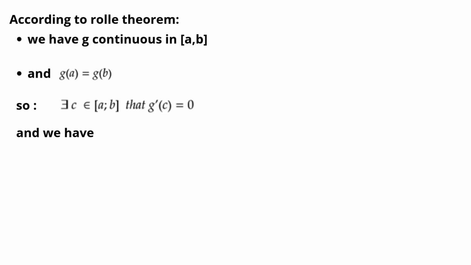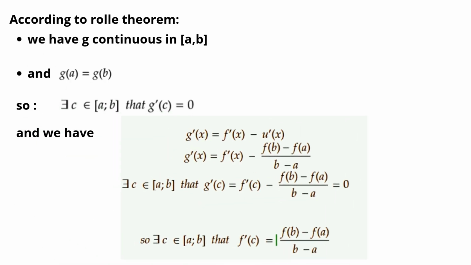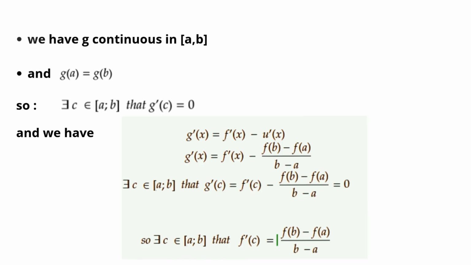Let's compute g prime of x. Since g of x equals f of x minus u of x, then g prime of x equals f prime of x minus u prime of x. And because u of x is linear, its derivative is just a constant, u prime of x equals f of b minus f of a, divided by b minus a. So we now have g prime of c equals f prime of c minus f of b minus f of a over b minus a. But since g prime of c equals 0, that leads us to f prime of c equals f of b minus f of a over b minus a. And that's exactly what the mean value theorem states.